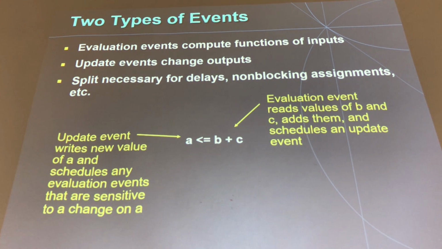There are 2 types of events. Evaluation event: compute the function of the input, like this equation. Update event: change the output. Evaluation is one event. Updating is another event. Those are the 2 types of events. The split is necessary for delay, non-blocking assignment, and so on and so forth. Evaluation event: read the values of B and C, and then schedule an update event.